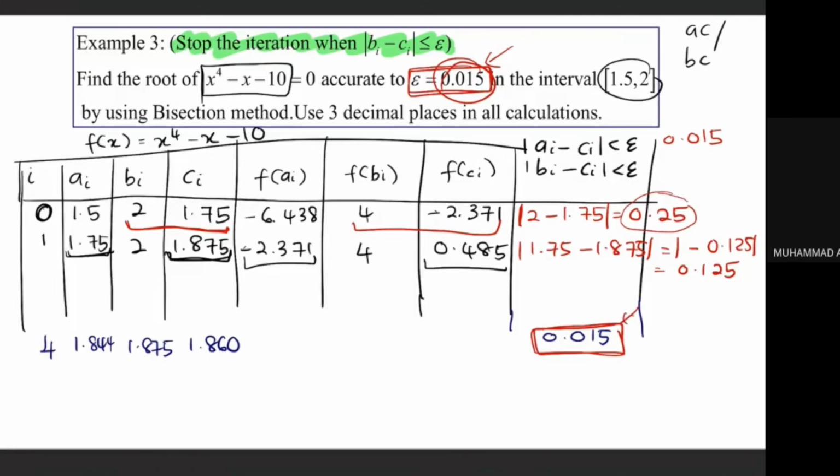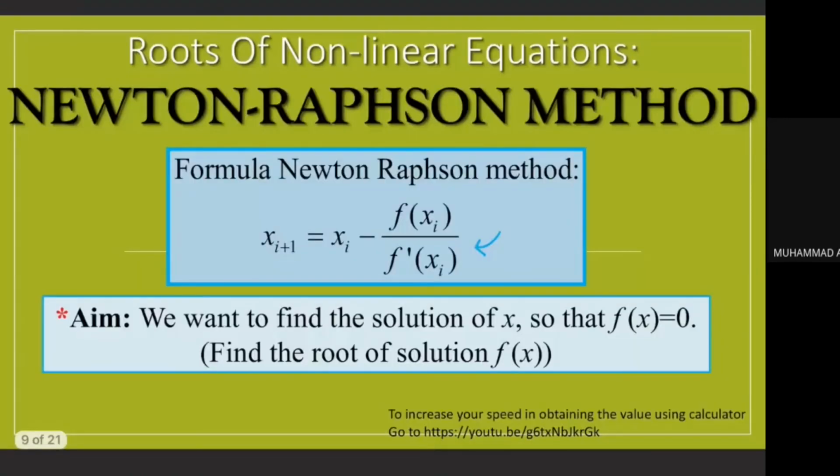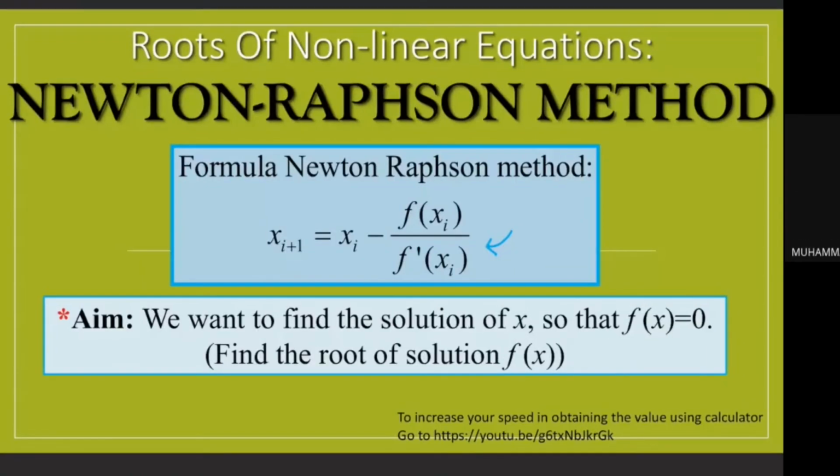Because the error for this iteration is equal to the error tolerance given in the question. So we choose our solution. Okay, the root of the solution is approximately 1.86.